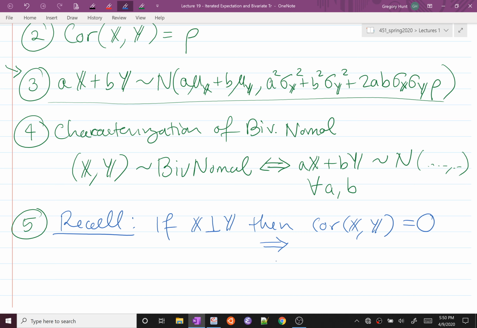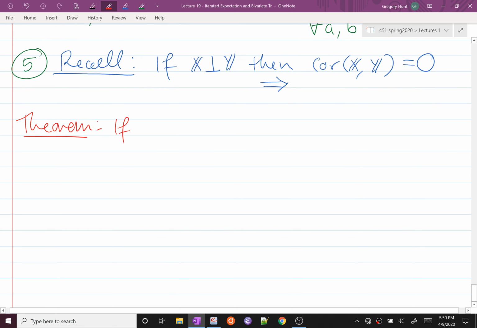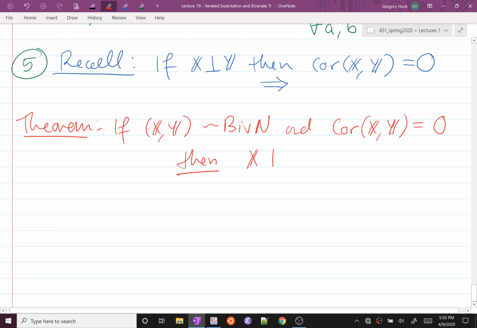This, that is bivariate normality, is the one case, another characterization of the bivariate normal, that goes the other way. So here's the theorem. It's a converse in only the case of the bivariate normal. The theorem says, if x, y has some bivariate normal distribution, so they're jointly bivariate normal, and they are uncorrelated, then they are independent.